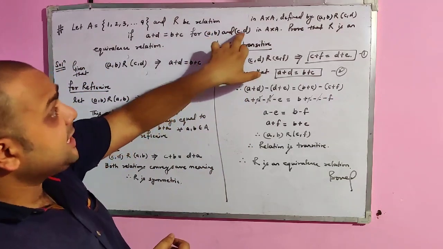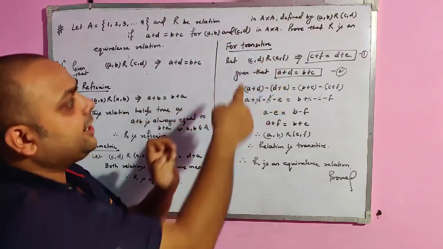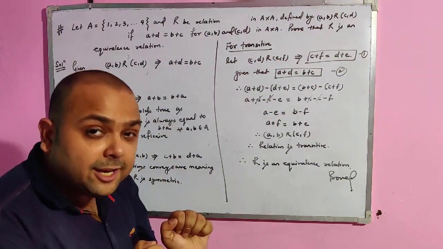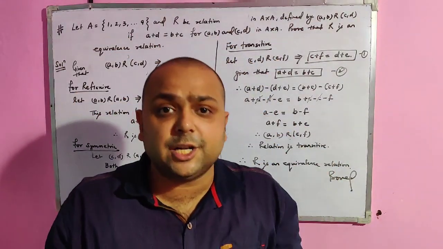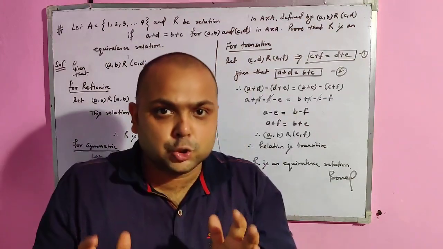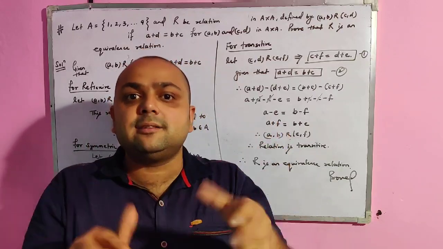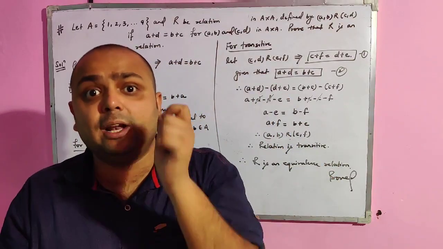So AB and CD are related, CD and EF are related, CD is common. So the relation becomes AB and EF. That is the property of transitive also proved here. So all three criteria are fulfilled by the relation, hence this relation is also an equivalence relation.